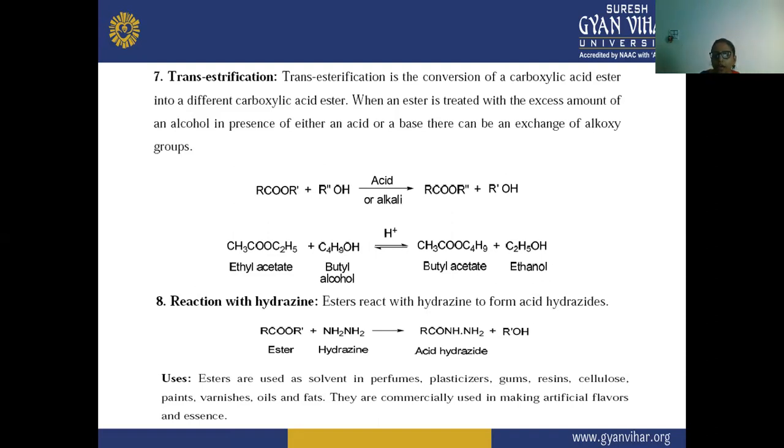Next is the reaction with hydrogen. In this, the ester is reacting with the hydrogen, and there is a formation of an acid hydroxide. So here hydrogen is getting converted to the hydroxide. So here the ester, when it is reacting with this hydrogen, forms an acid hydroxide, plus ROH is formed.